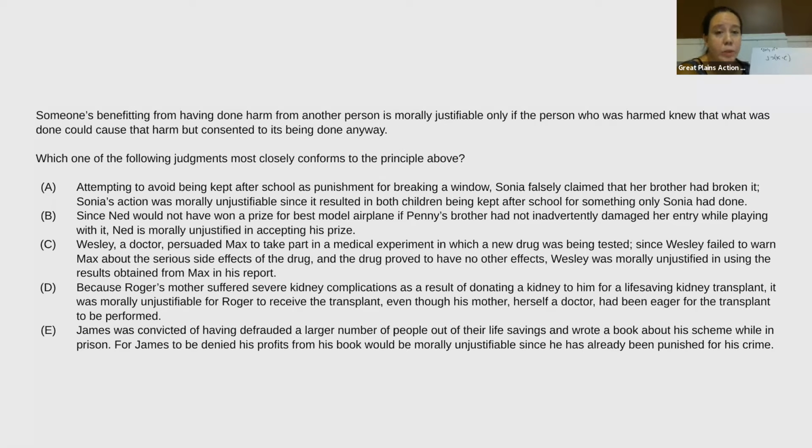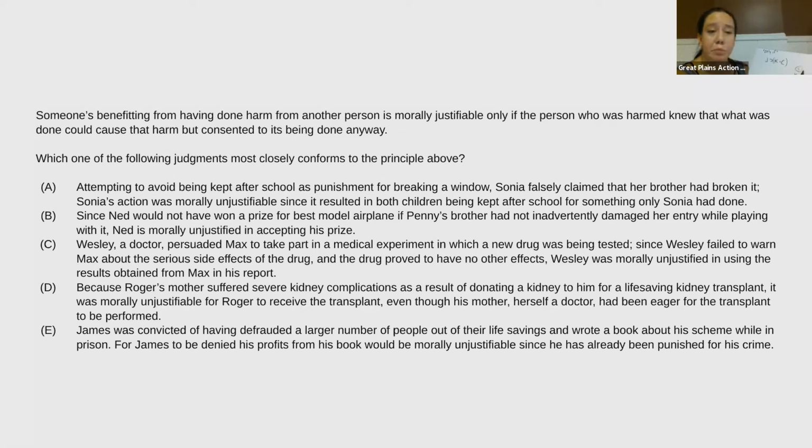Wesley, a doctor, persuaded Max to take part in a medical experiment in which a new drug was being tested. Since Wesley failed to warn Max about the serious side effects of the drug, and the drug proved to have no other effects, Wesley is morally unjustified in using the results obtained from Max in his report. Okay, so failing to warn would indicate that there is not knowledge in that case. All right, so that one looks really good. We're gonna go with that.